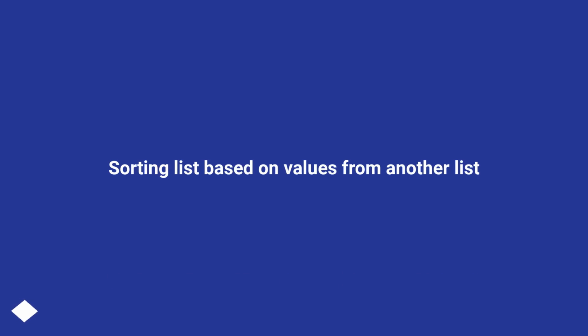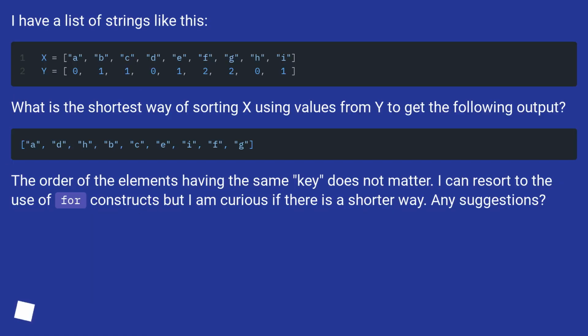Sorting list based on values from another list. I have a list of strings like this. What is the shortest way of sorting X using values from Y to get the following output? The order of the elements having the same key does not matter.